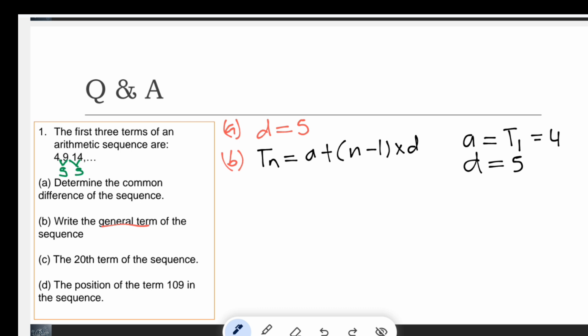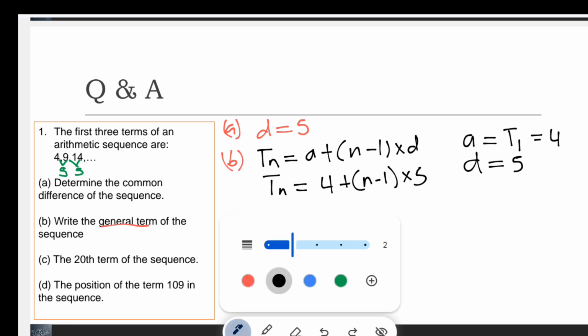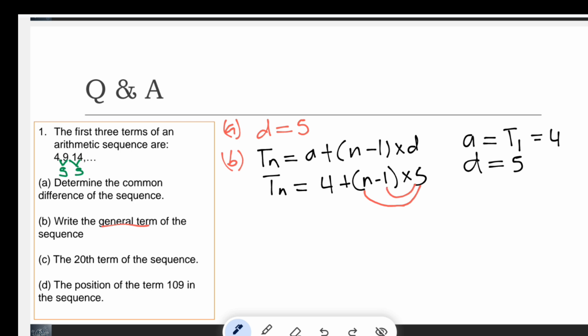Okay, and then we're going to substitute now. We have Tn equals, what is our A? Our A will be 4 plus n minus 1 multiplied by 5. So we're going to multiply out the bracket now, the same method that we used. This multiplied by this, and then this multiplied by that, right? That will be equal to 4 plus 5n, 5 multiplied by negative 1, that will be minus 5. And then we'll have 5n minus 1, from 4 minus 5, right?